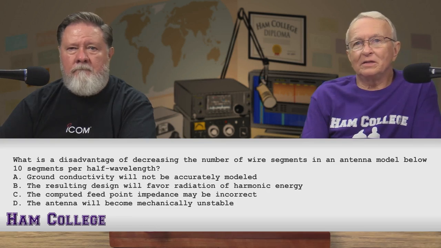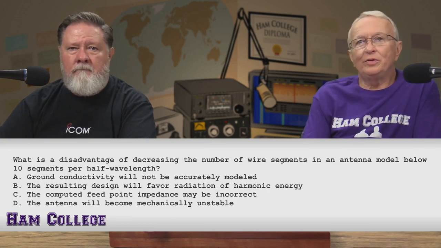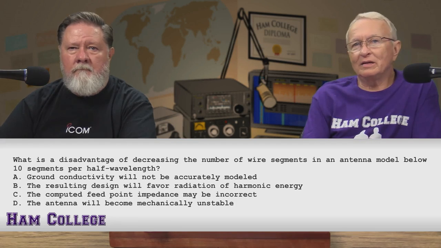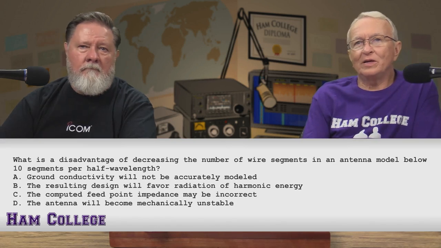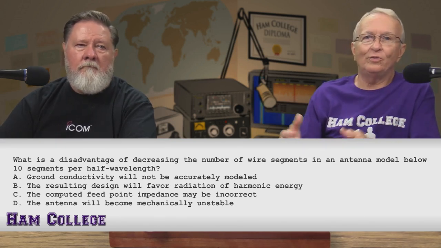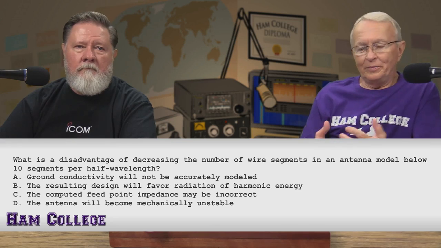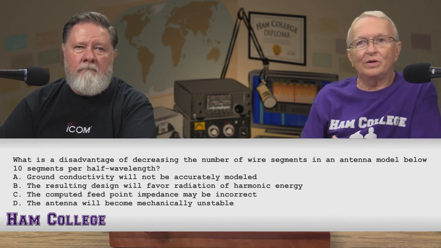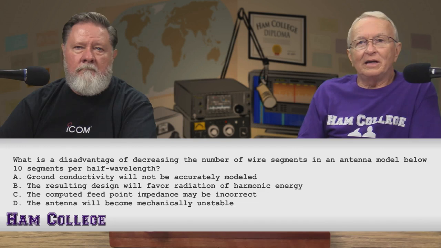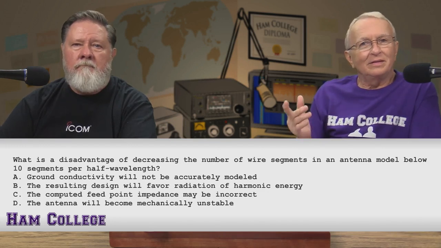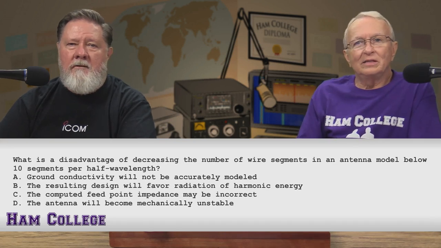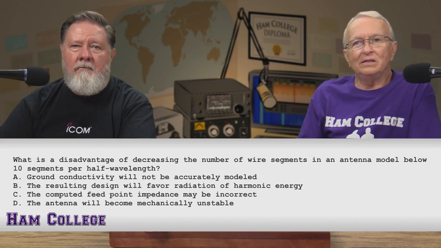I don't think so. C, the computed feed point impedance may be incorrect, and I'm going to go with that because if you're decreasing the number of wire segments, that means you're reducing the amount of data you're working with. And when you're modeling antennas, one of the things you get out of it is a computed feed point impedance. So I'm going to go with that. Kind of makes sense. Yeah, I'm going to say C.